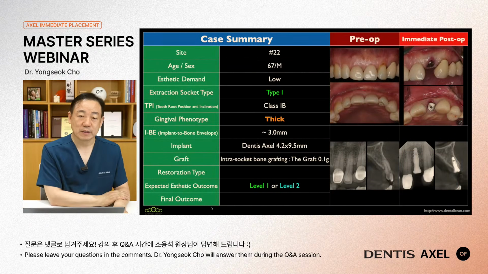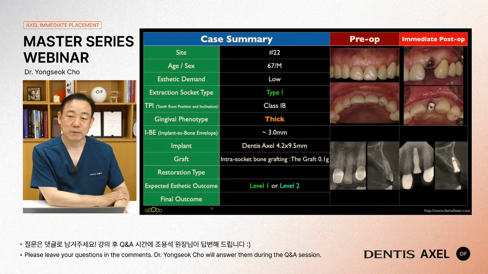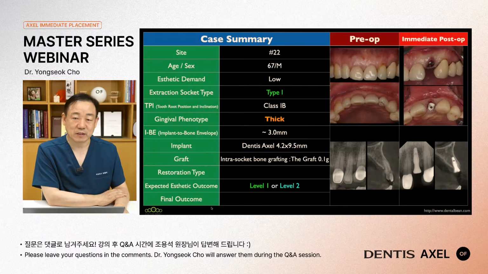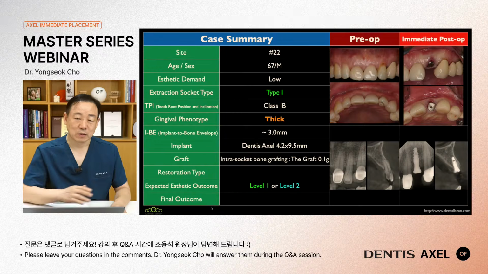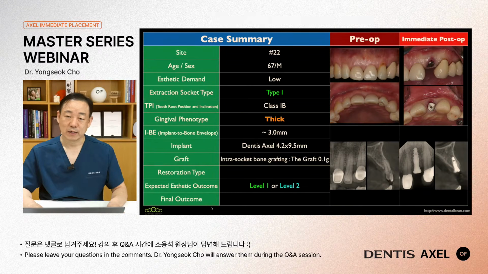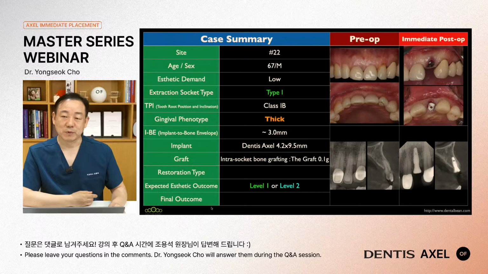So in summary, a 67-year-old male patient who has low aesthetic demand, placed implant with a Dentist XL implant. And I grafted the bone slightly, and the expected aesthetic outcome is level 1 or level 2. Okay, let's compare before and immediate post-op.